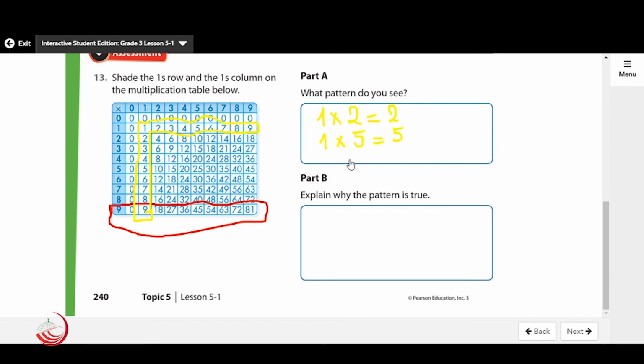For part B, explain why the pattern is true, as we said, it is because of the identity property of number 1. That's all for today.